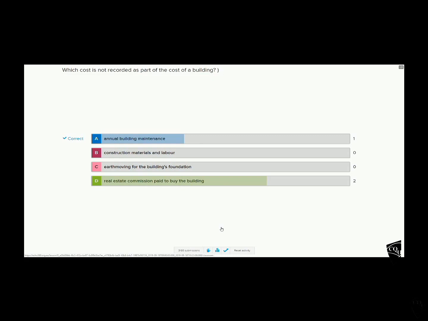A real estate commission is a cost that's directly related to the purchase of the building, and therefore it would be capitalised. But annual building maintenance is not capitalised, it's an expense, because it does not add to or extend the useful life of the building. Okay, let's have a look at the next one.